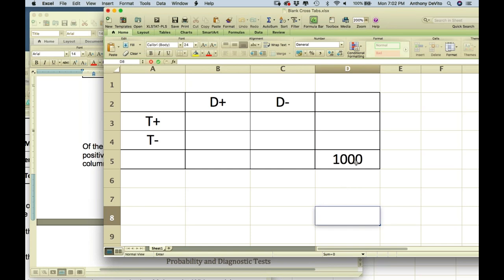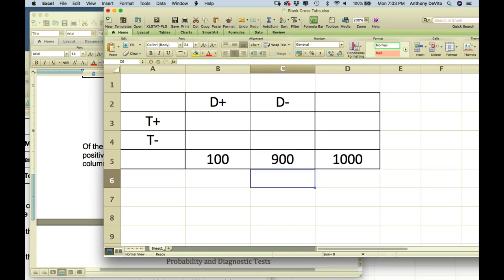So out of 1,000 people, how many of them would you expect to have the nickel sensitivity? Prevalence is 10%. You'd expect 100 people. How many people would you expect not to have the nickel sensitivity? 900. Everybody agree with me on that? Because this number down here is the sum of all the people that have the disease. This is all the people that don't have the disease out of 1,000 people in this population.